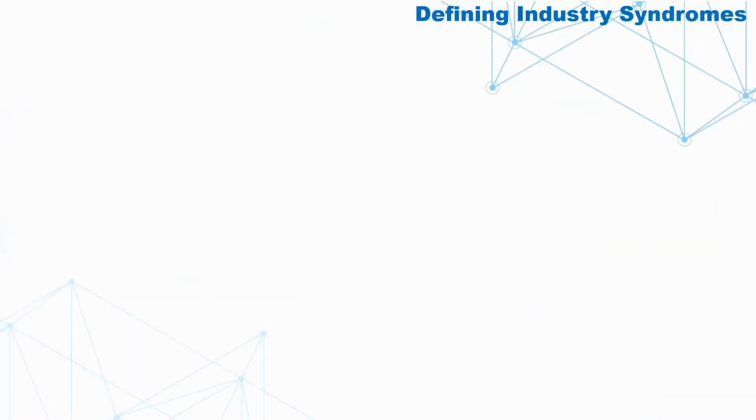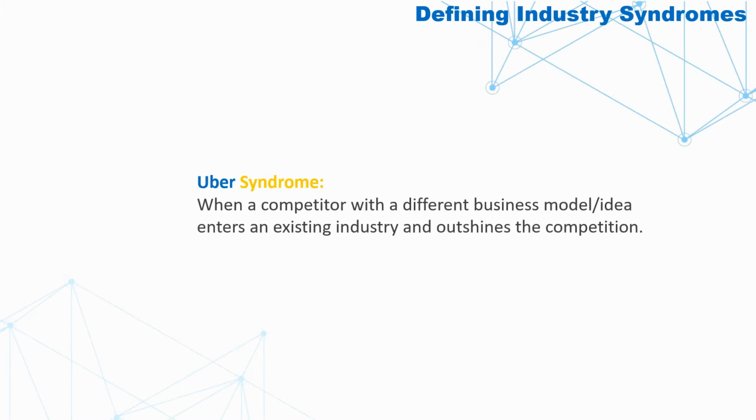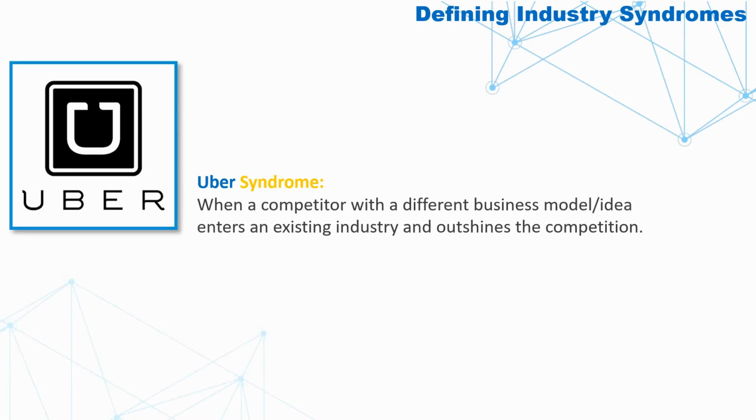So let's define industry syndromes. Before we start with BIM processes in healthcare, I'd like to draw your attention to the following term, Uber syndrome. We define the Uber syndrome with the following statement: when a competitor with a different business model or idea enters an existing industry and outshines the competition. Take Uber, for example. Once an existing industry was almost overshadowed by what Uber was doing across the world.